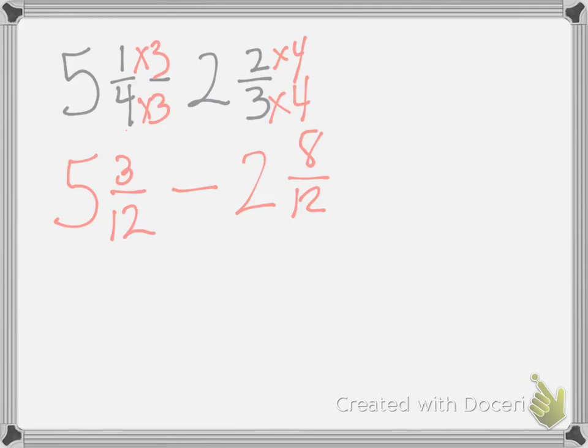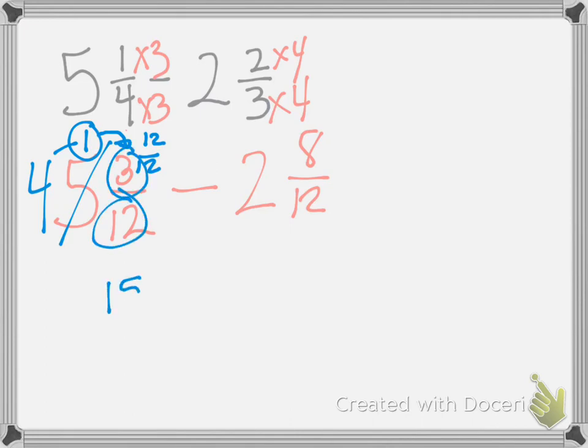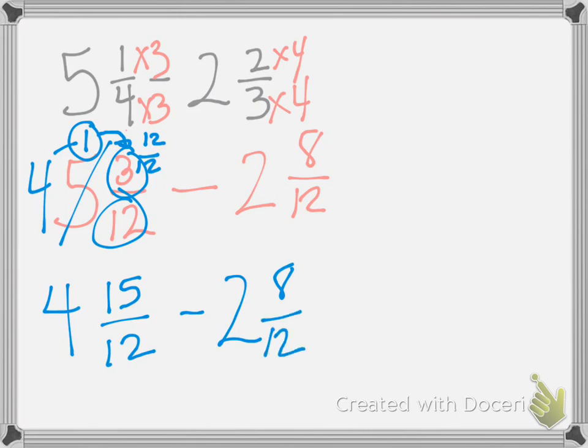We can't go 3 minus 8, so we have to borrow. So we make this a 4, and we take 1 out of it. We turn that, so we just took 1, so it's 4 and 1 is 5. We took the 1 out of it, and we're going to put the 1 in here in the form of 12 over 12, because 12 over 12 is 1. Or we can think 12 plus 3 is 15. Okay, so we have 4 and 15 over 12 minus 2 and 8 over 12.